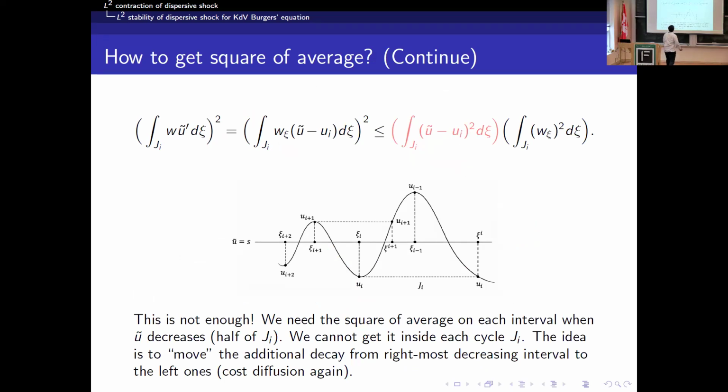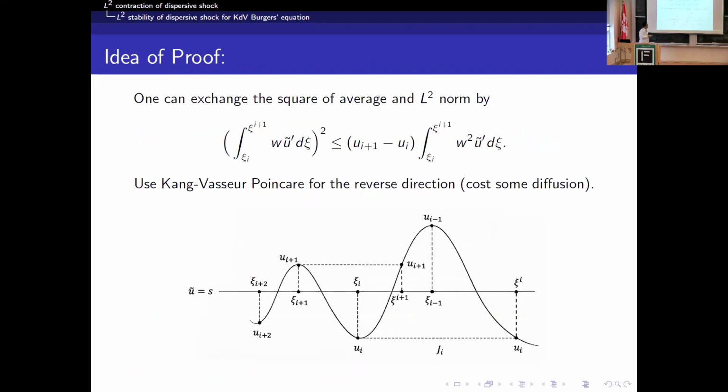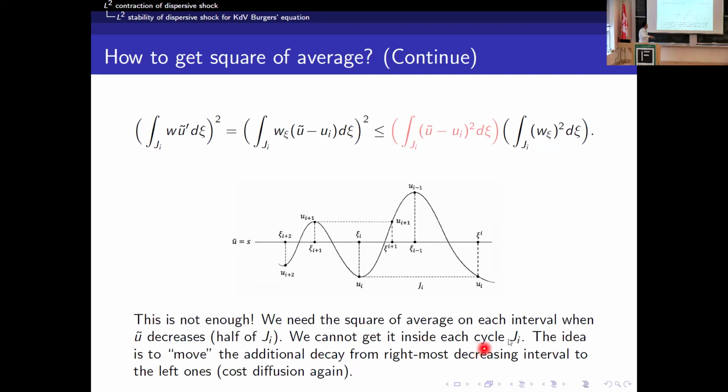As we said, for example in this piece, we call it G_{i+1}, we want the square of average in this decreasing piece only, not just coming back. This is really troublesome. We need the square of average on each decreasing interval, which means half of G_{i+1}, but not the full G_{i+1}. So for that piece, we need this one. The idea is to move the additional decay from the rightmost decreasing interval, because the coefficient we proved is more than we need for the Poincare inequality.